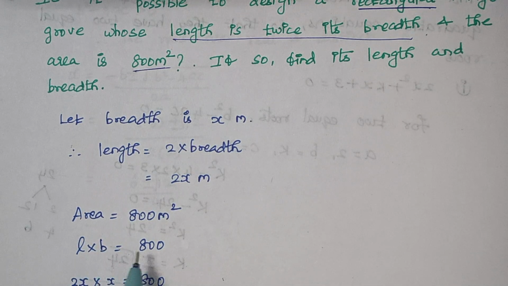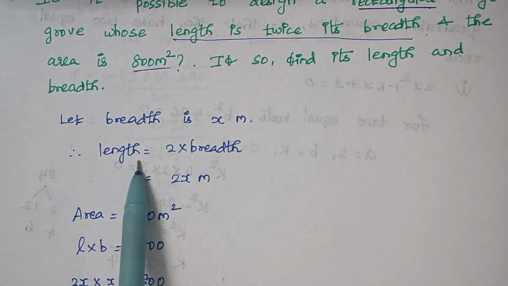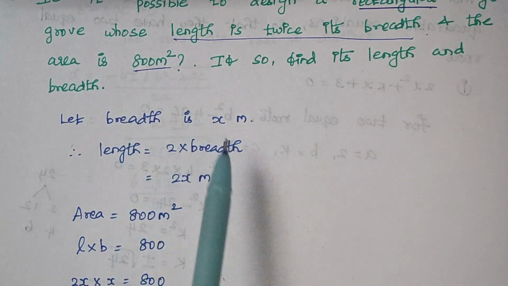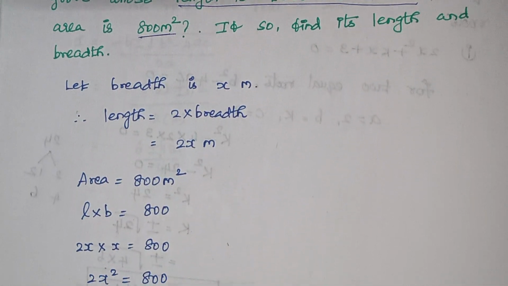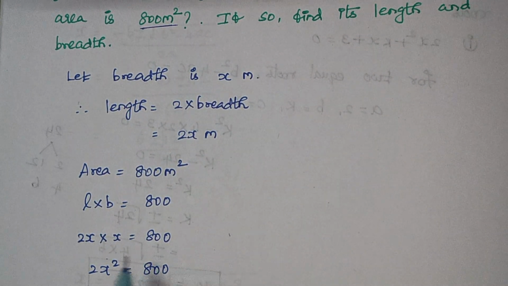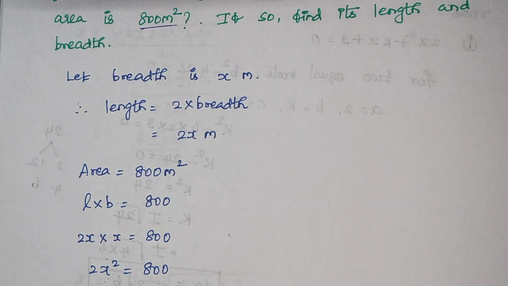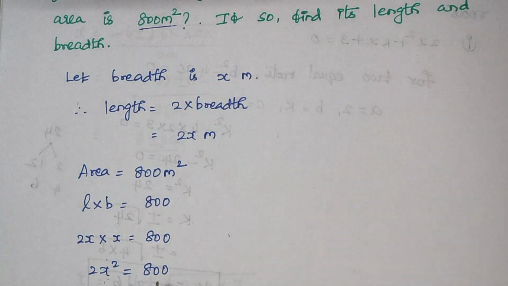So length into breadth is equal to 800. Here in this case, what is length? Here length is given by 2x and breadth is given by x. Therefore 2x into x is equal to 800. So when you multiply, here we get x square. Therefore, 2x square is equal to 800.